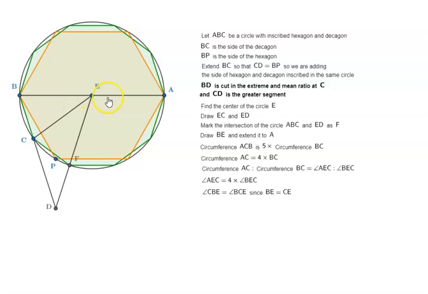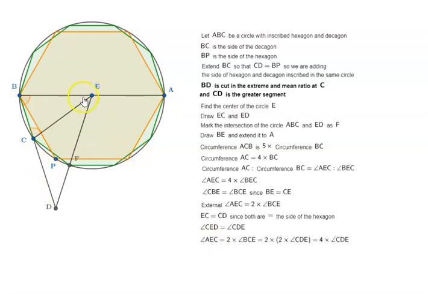Angle CBE is equal to angle BCE, since BE is equal to CE, they are the radii of the same circle. Angle AEC is the external angle to the triangle BCE. So its external angle will be the sum of the interior opposite angles. And these two angles are equal. So we can say angle AEC is equal to 2 times BCE. EC is equal to CD, since both are equal to the side of the hexagon. So that means angle CED is equal to angle CDE.